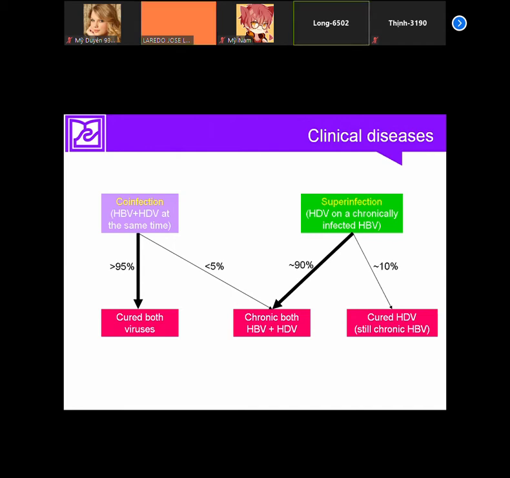Do you have any question about this picture? No. You want to say something about this? Or is it clear? I'm not sure if this is clear.